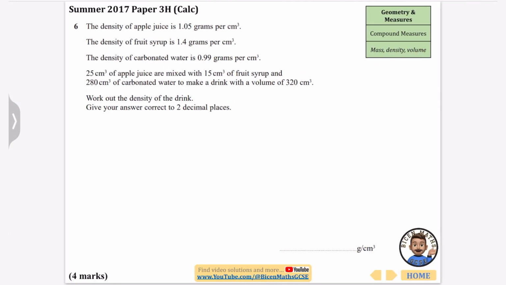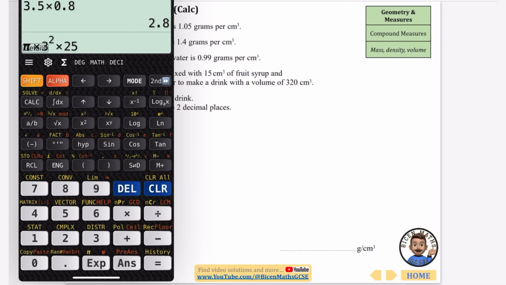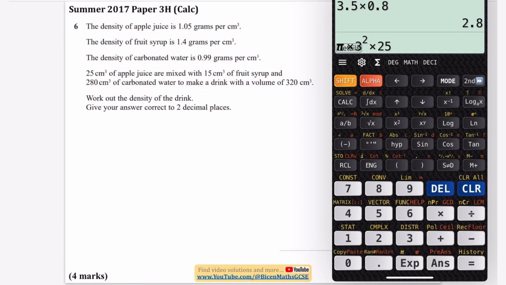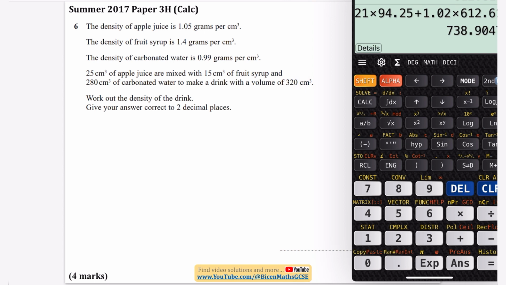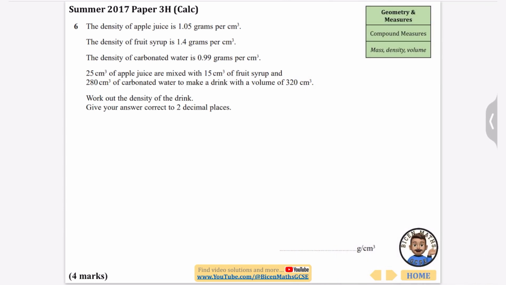Got another mass density volume question. They love doing these mass density volume questions where there are like two liquids being mixed together. So let's see how this one goes. We've got the density of apple juice, the density of fruit syrup, and then the density of carbonated water. 25 centimeters cubed of apple juice are mixed with 15 centimeters cubed of fruit syrup and 280 centimeters cubed of carbonated water to make a drink with this volume. Work out the density of the drink.